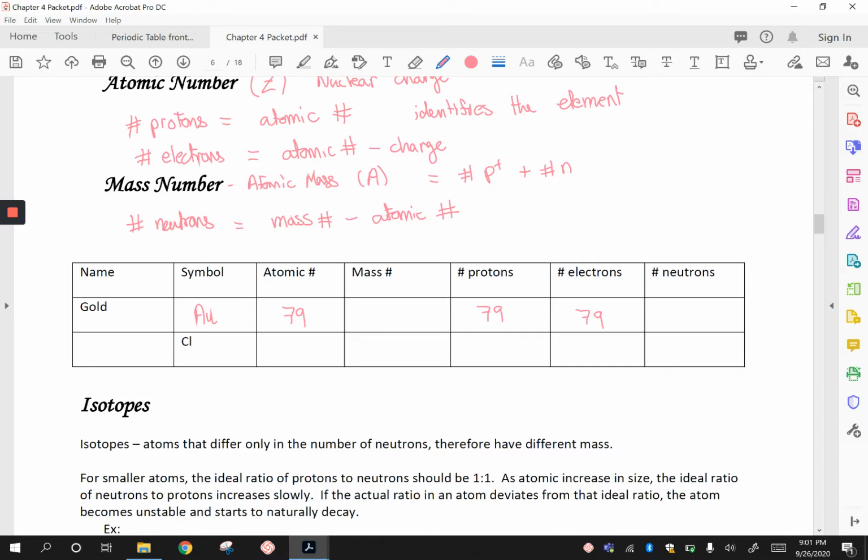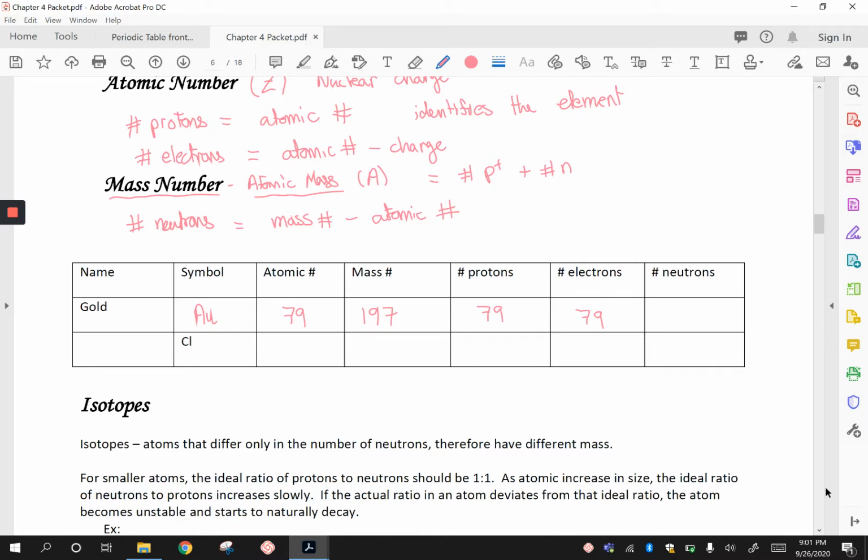The mass number we got from the periodic table, we can round it to 197. And if you don't round it, that's okay. If you want to write it down as is, that's fine. But it should be rounded. If we ask for atomic mass, then you just write it as is. But if we ask for a mass number, usually you round that.